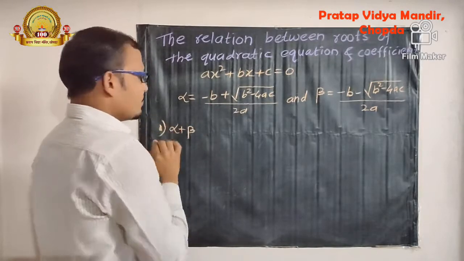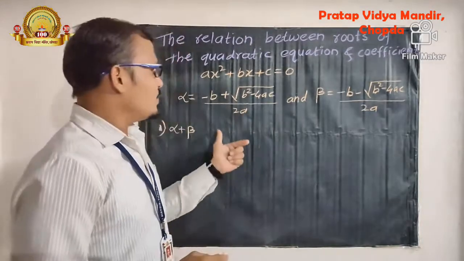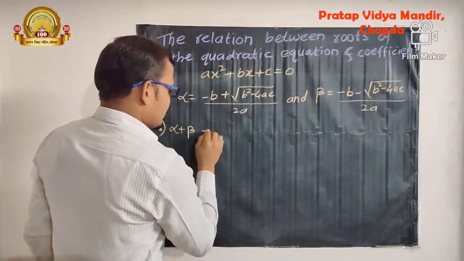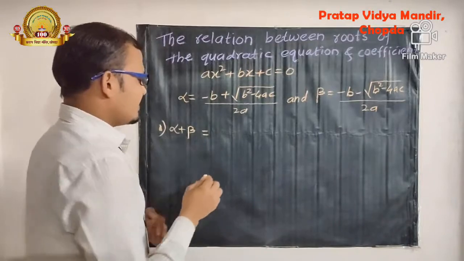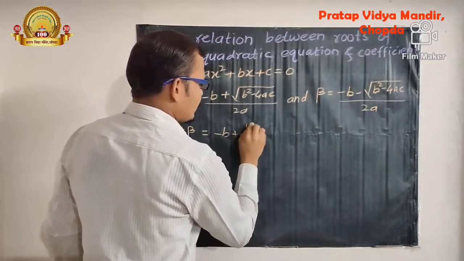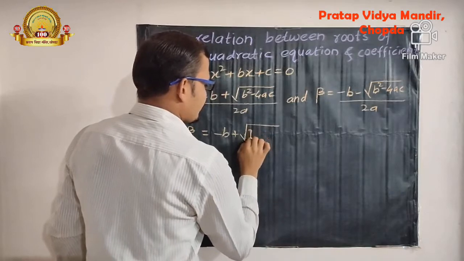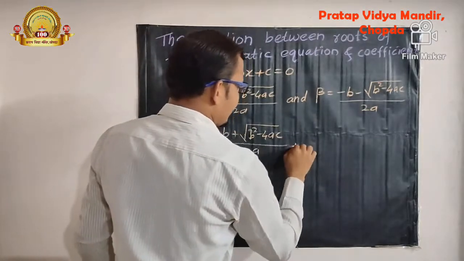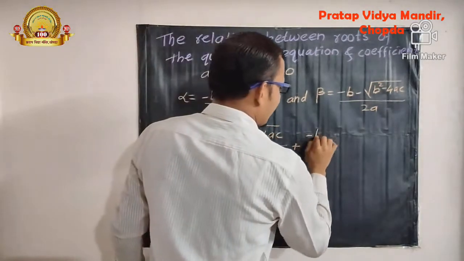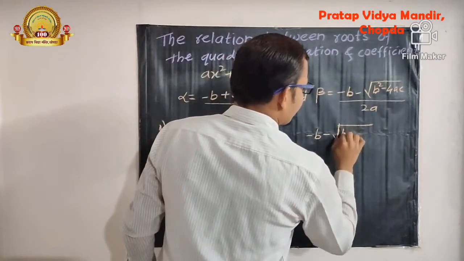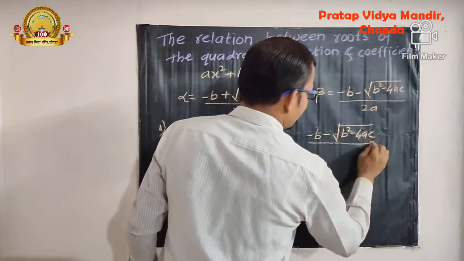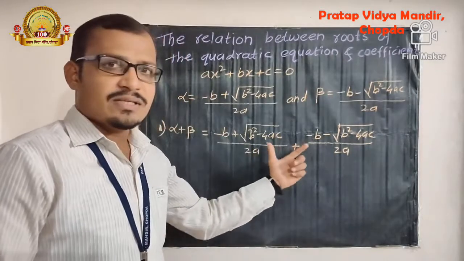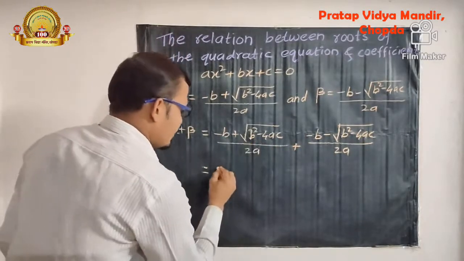What we have to do here, we have to add the two roots alpha and beta. Let us add these two roots. Alpha plus beta is equal to the value of alpha, which is minus b plus under root b square minus 4ac upon twice a, plus the value of beta, minus b minus under root b square minus 4ac upon twice a. Since the denominators are same here, we have to just add their numerator. So let us add their numerator.